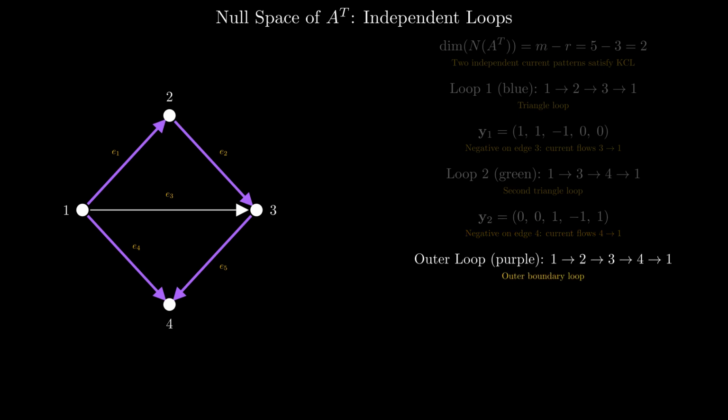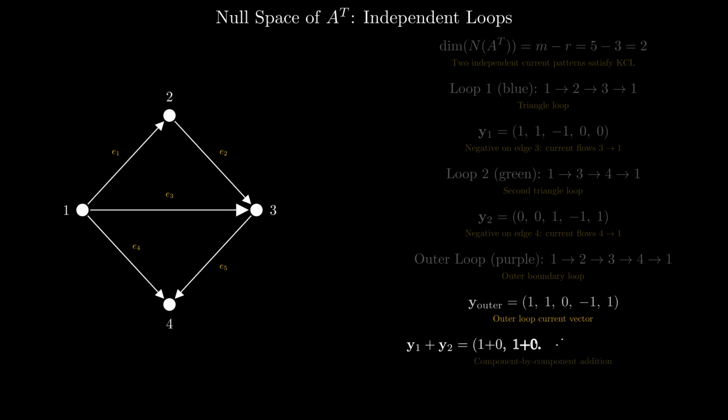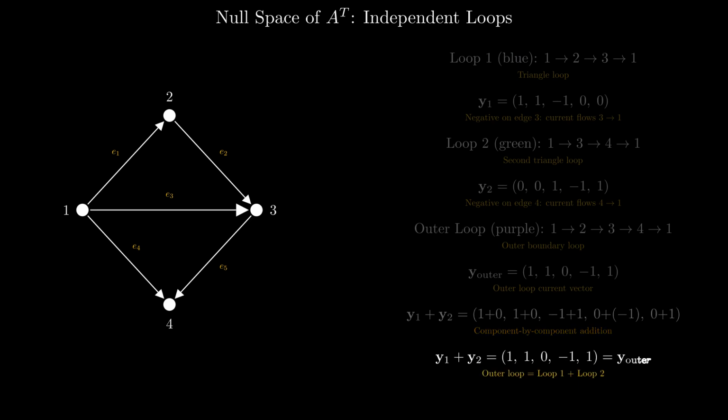Now consider the outer boundary of the graph, which follows edges 1, 2, 5, and 4. Its current vector is 1, 1, 0, -1, 1. Is this an independent loop? Let's check. Add the two basis vectors component by component. 1 plus 0 gives 1, 1 plus 0 gives 1, -1 plus 1 gives 0, 0 plus -1 gives -1, and 0 plus 1 gives 1. The result is 1, 1, 0, -1, 1, which is exactly the outer loop vector.